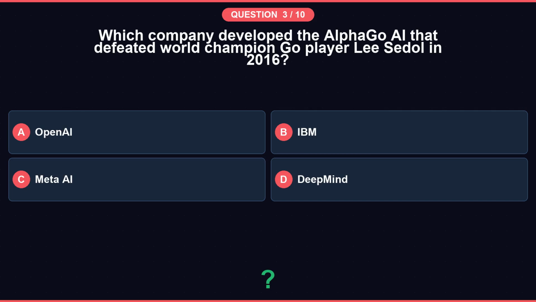Question 3. Which company developed the AlphaGo AI that defeated world champion Go player Lee Sedol in 2016? A. OpenAI, B. IBM, C. Meta AI, D. DeepMind.